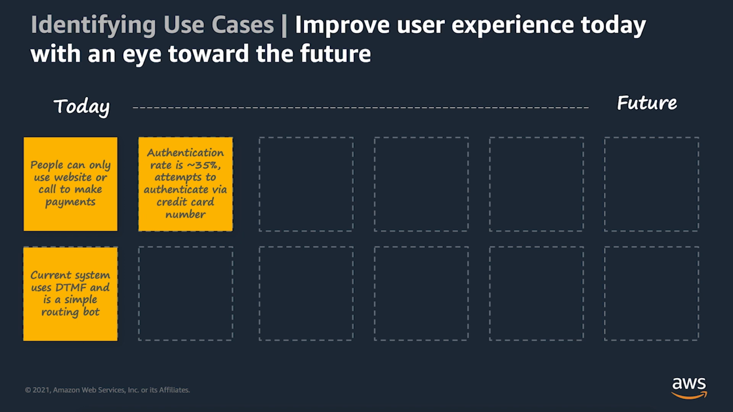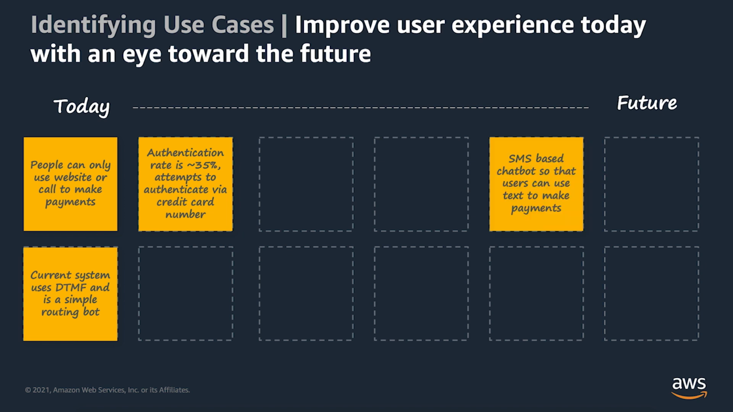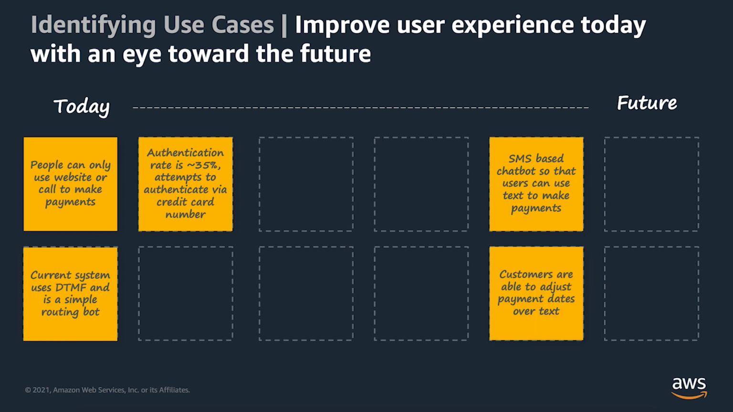Gotcha. And so then what are you looking for in the future, for like a future conversational application? Well, the first step is that we are wanting to actually build out an SMS based chatbot so that users can do payments over text. And then along the way, maybe we could allow customers to change their payment due dates over the course of the month. Not regularly, but if they don't want to pay on the 15th, they get paid on the 1st, maybe we let them pay on the 1st or the 2nd.